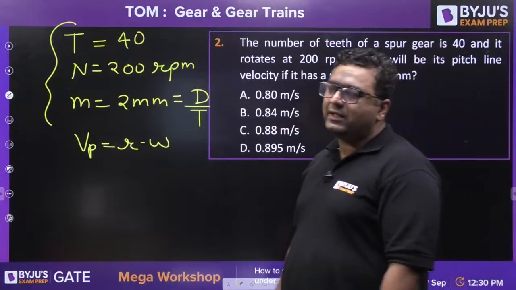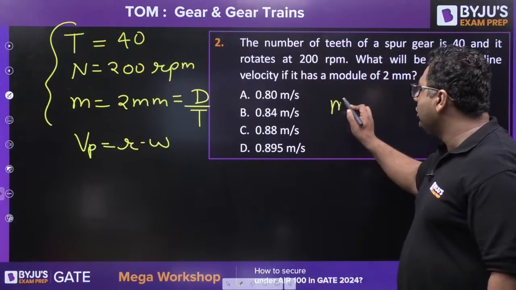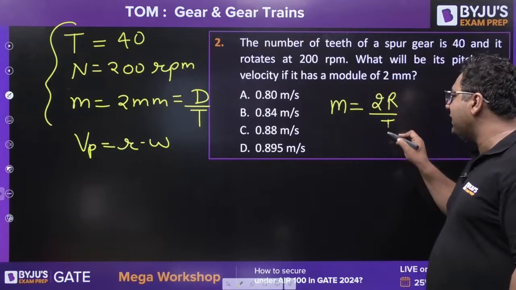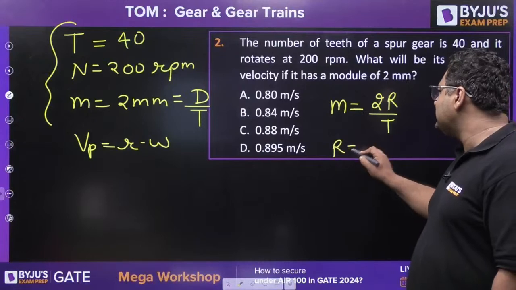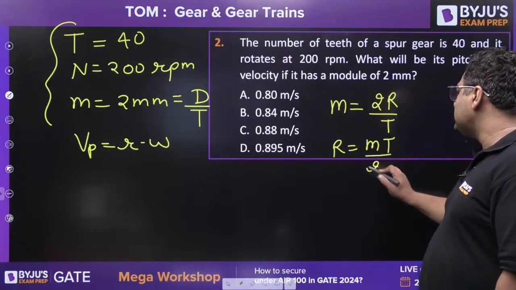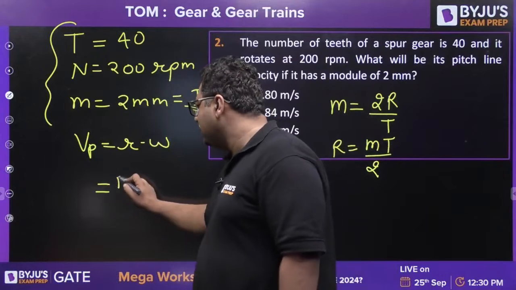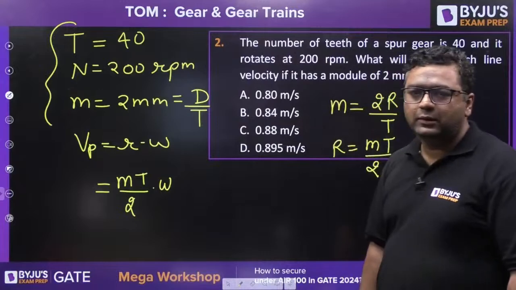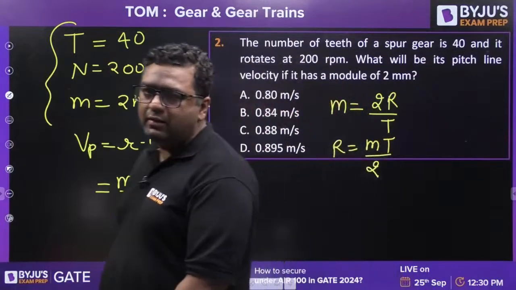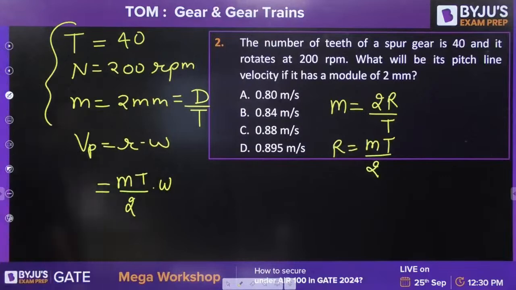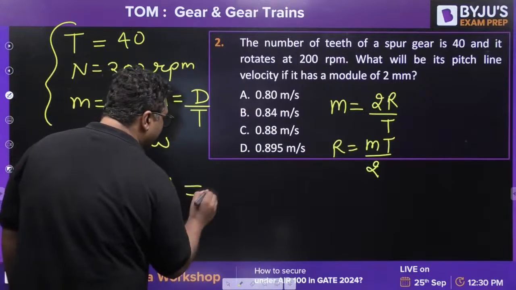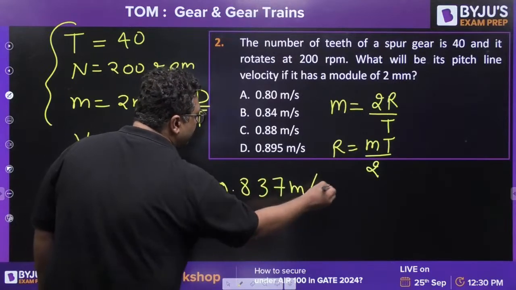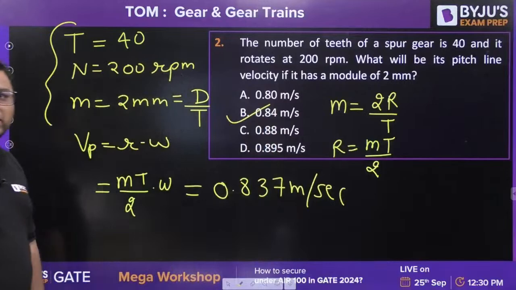Okay, very good, Teju has done it very quickly because you know module is d by t. D can be written as 2 times radius by t. So radius can be written as mt by 2. You just need to use this. It is mt by 2 into omega. Very good, Manas, Naveen. I feel everyone has given the answer, and the answer will be 0.837 meter per second. B is the right answer.